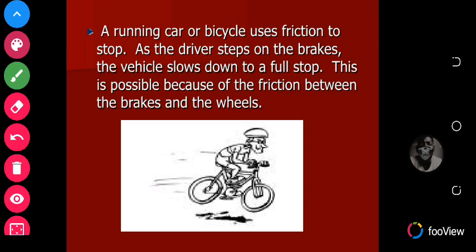The moment you apply the brakes, they actually make contact with the tires and gradually stop the tires from rolling. And this is through friction.